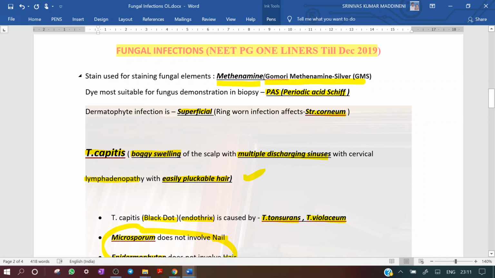The stain which is used for staining fungal elements is methenamine, specifically Gomori methenamine silver stain. The dye which is most suitable for fungus demonstration in biopsies is PAS. It is periodic acid Schiff. Dermatophyte infection is superficial, and remember it is at the level of stratum corneum, not deeper than that.